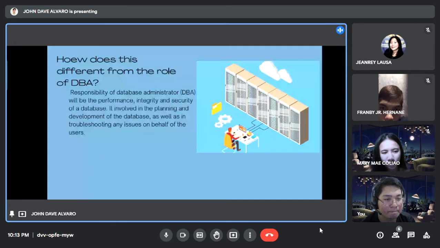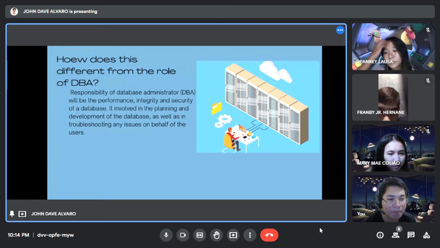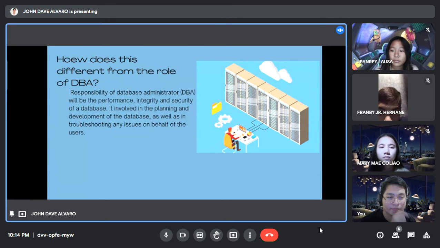How does this differ from the role of a database steward? The responsibility of a database administrator is the performance, integrity, and security of a database. It is involved in the planning and development of the database, as well as in troubleshooting any issues on behalf of the users.